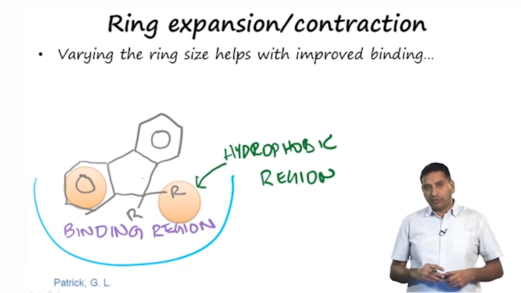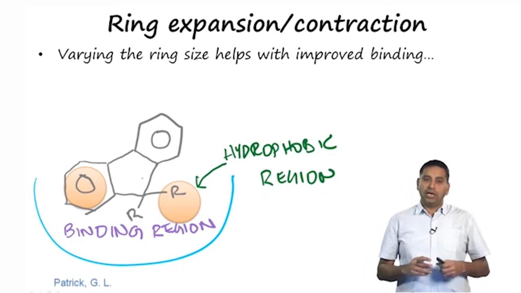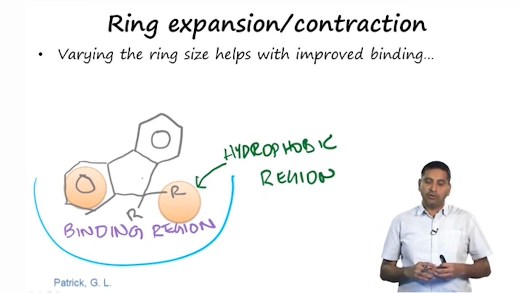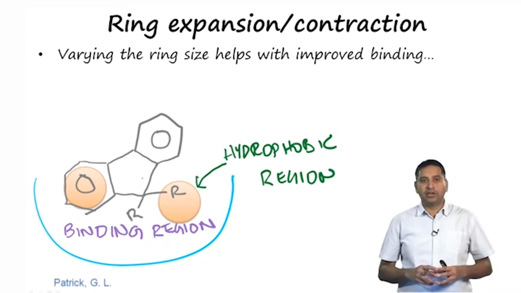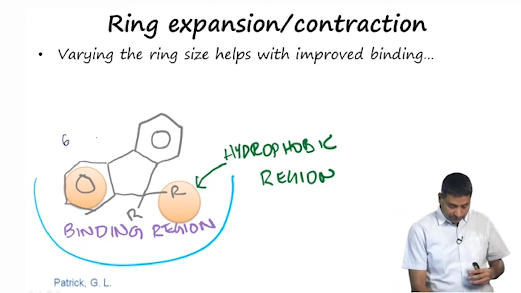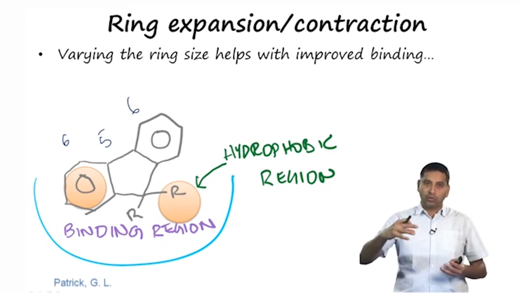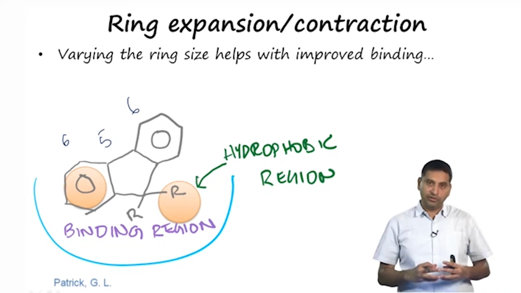The next concept that we shall look at is ring expansion or contraction. Again, here we are going to look at this example where we have a couple of binding regions in this binding site, and this is the drug, or the lead compound, that we have with us. And here there is a 6 membered ring, and so it has a particular orientation that is going to be pretty much rigid.